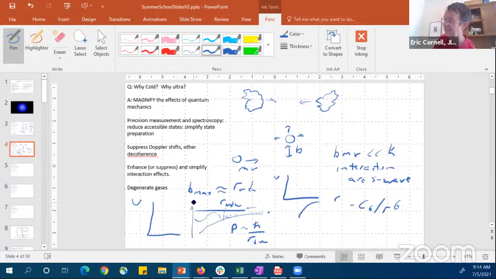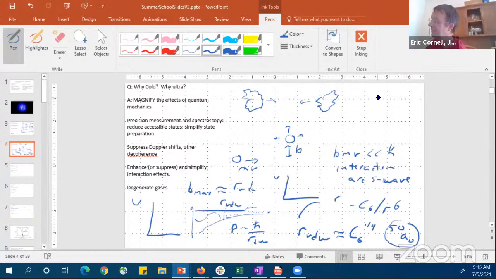hard collisions between the atoms. And now you actually have a real length scale, which is called R van der Waals. You solve that. You have R van der Waals, which is proportional to this quantity C6 to the 1/4 power. And it's typically about 50 Bohr radii. It depends on the atom and so on. But from this, you can get a temperature, basically, below which you have only S-wave collisions.